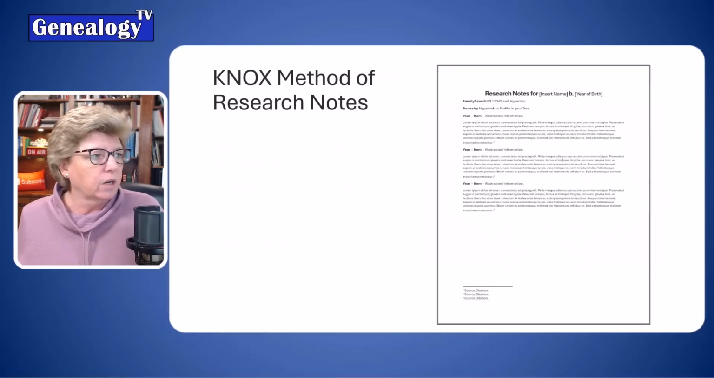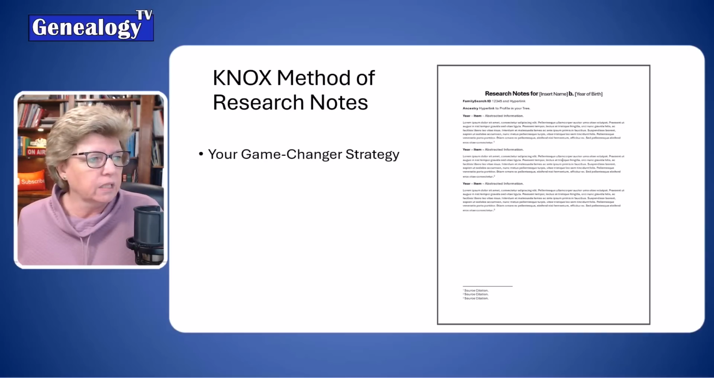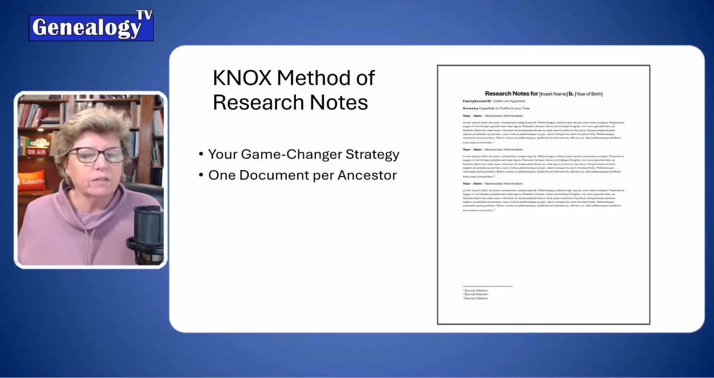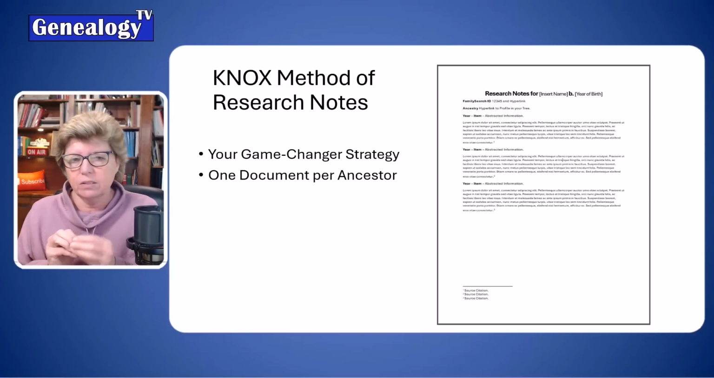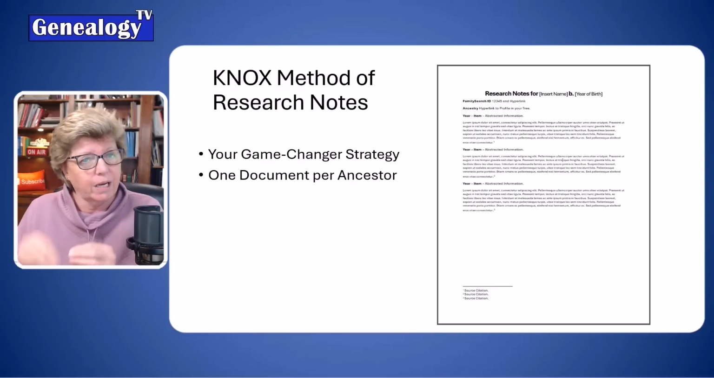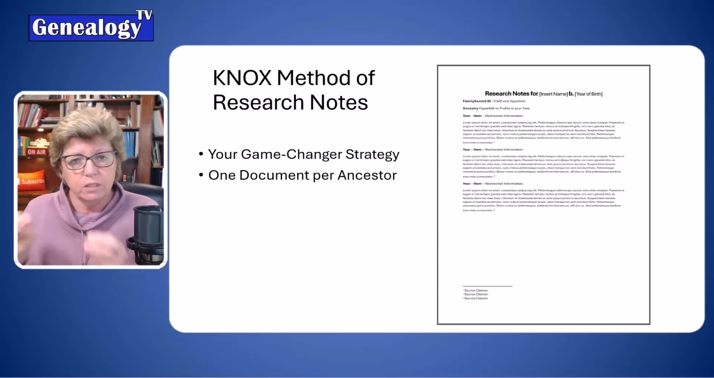Okay? So the Knox Research Method is this. It's really not hard. It's keeping everything in chronological order. This is a game changer, the way I do this. Okay? So it's one document per ancestor. Occasionally, if I have just one or two records about an ancestral couple, and I haven't really done my full workup on them, I will start a couple's research notes. But for the most part, it always gets broken apart into individual people.